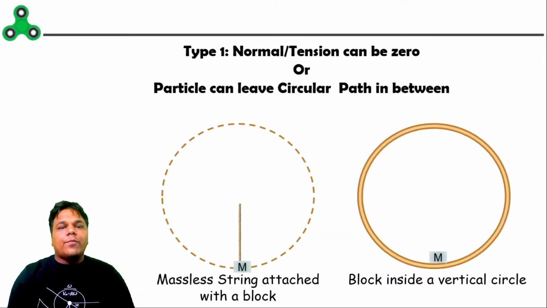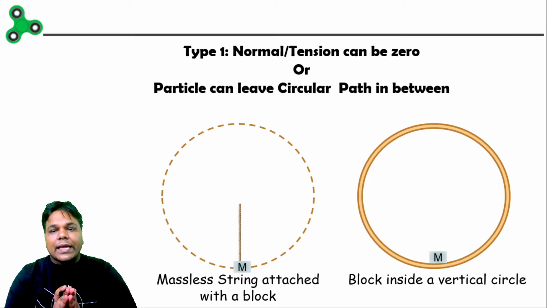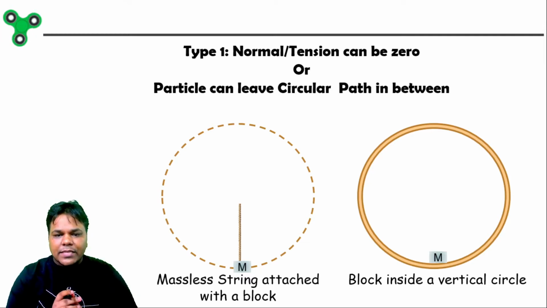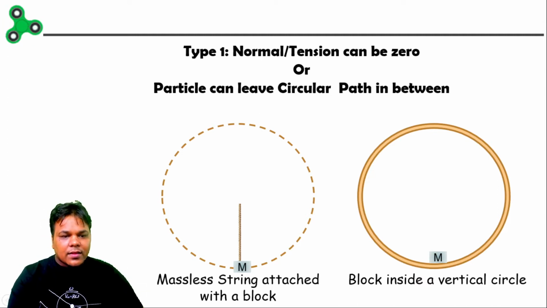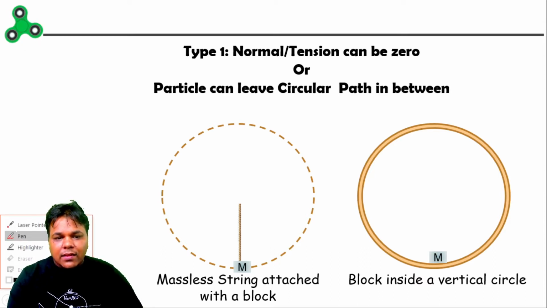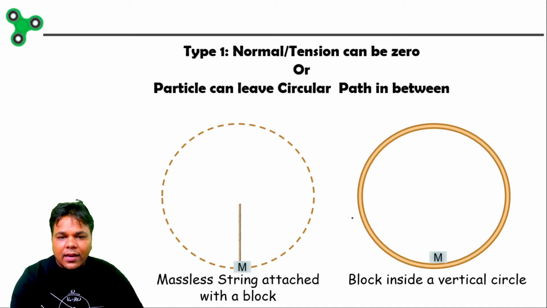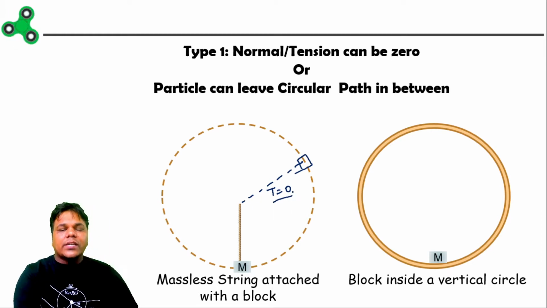First of all, type 1, where normal or tension can be zero, or the particle can leave the circular path in between. That means what? For example, we have a massless string attached with a block. Okay, so what will happen? As you can see, the tension in the string can be zero at any point of time. Got it? Now suppose this block is moving in a vertical circle, and at any point of time, like at this point, this string can get slack, or we can say tension is zero.